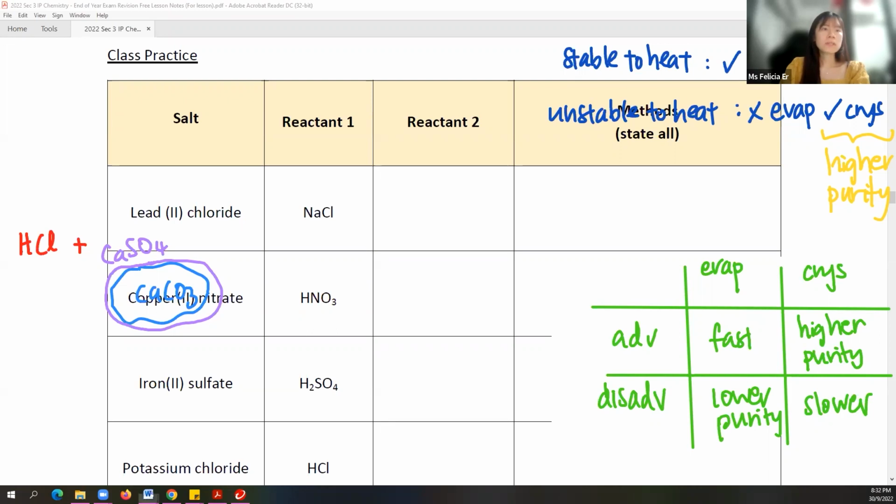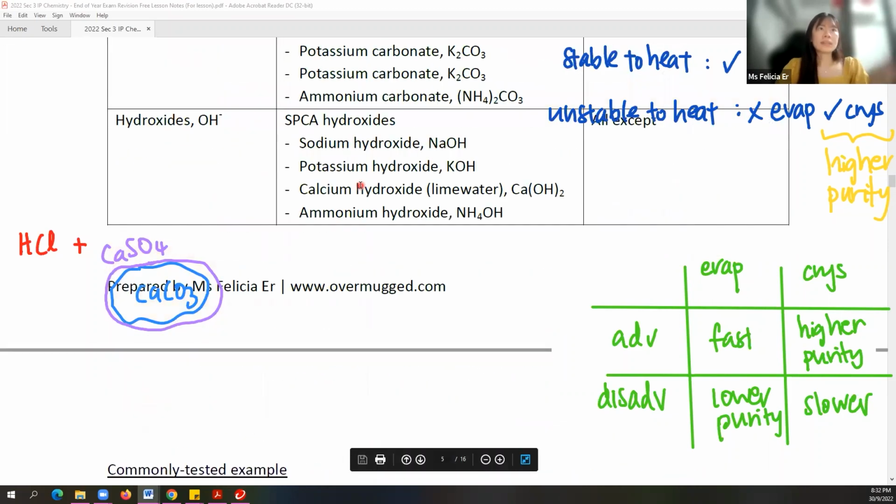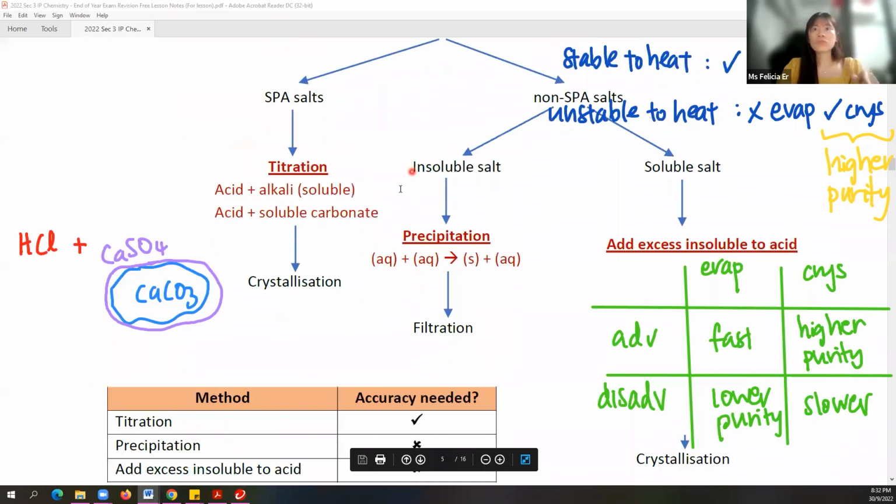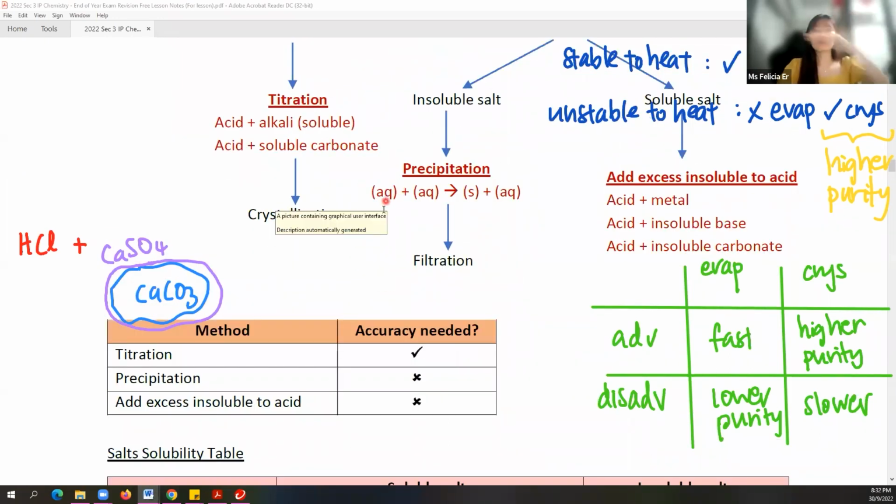By the way, just a reminder, this one is just identifying which method to choose. So for the topic of salts, you need to really go and memorize the three procedures. That means these three methods: precipitation, titration, and excess. Because in your school notes, there is the step-by-step, right? Step 1, do what? Step 2, do what? Step 3, do what? That one really must memorize.